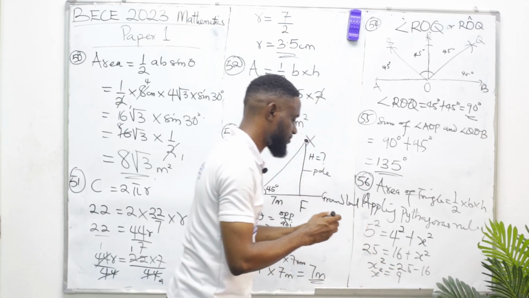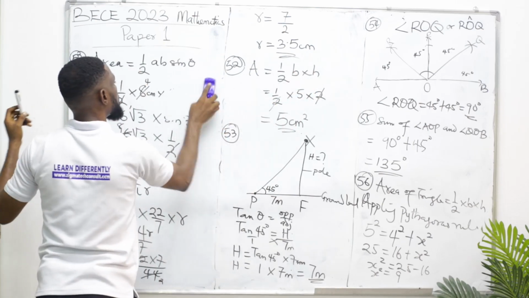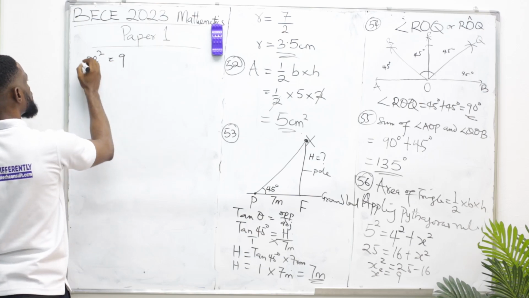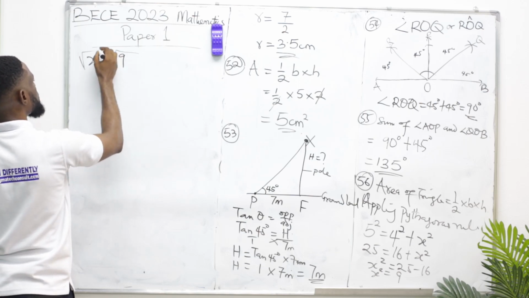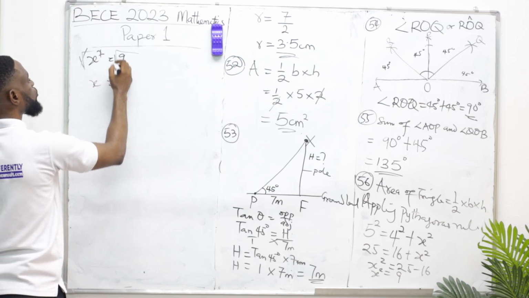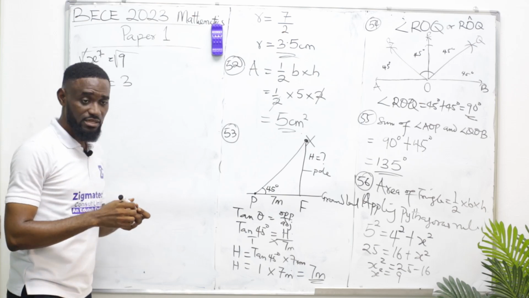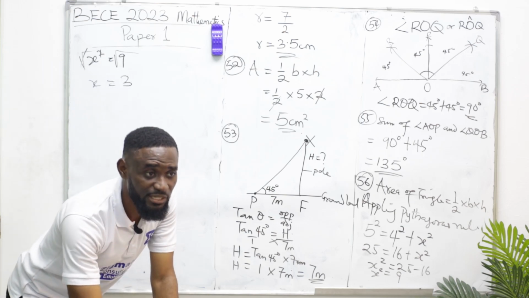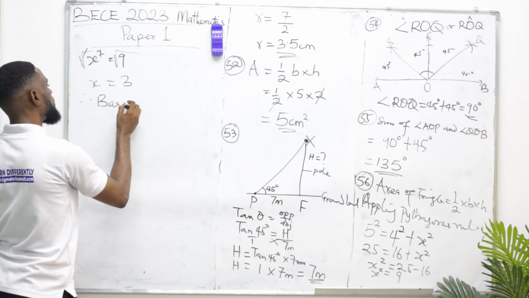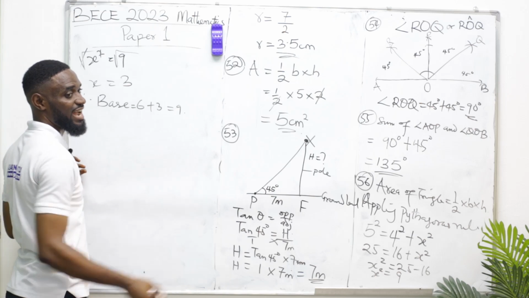All right. So x squared is equal to 9. So to find x, square root both sides; the square and square root cancel. So x is equal to root of 9, which is 3. So what that now means is that the base is equal to 6 plus 3, which is equal to 9. All right?